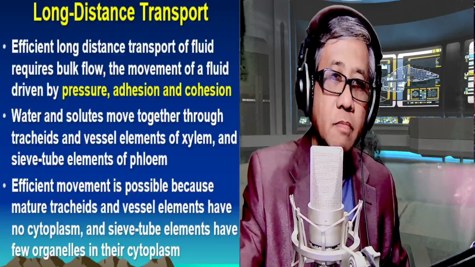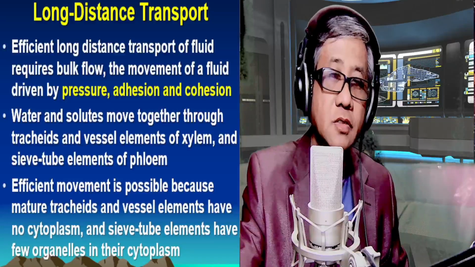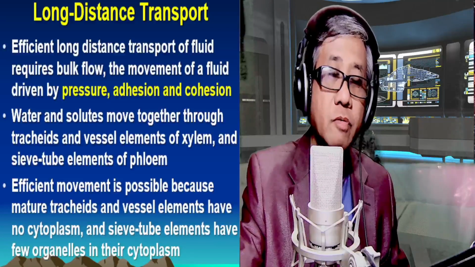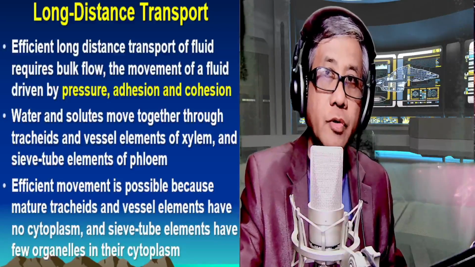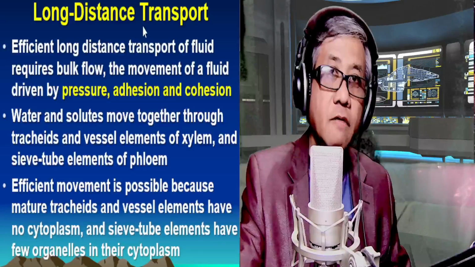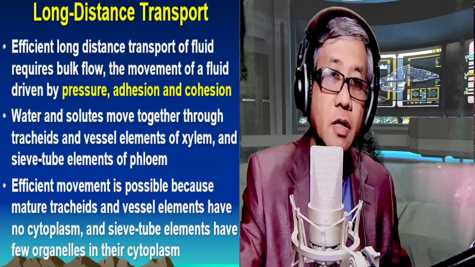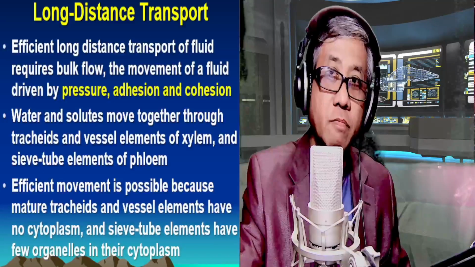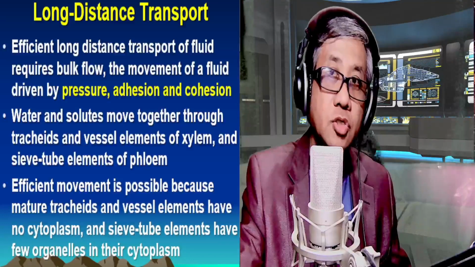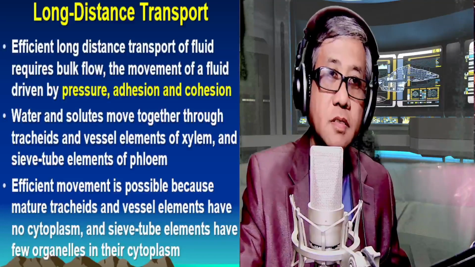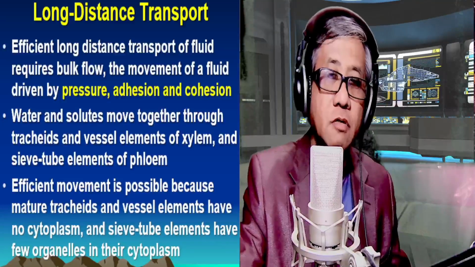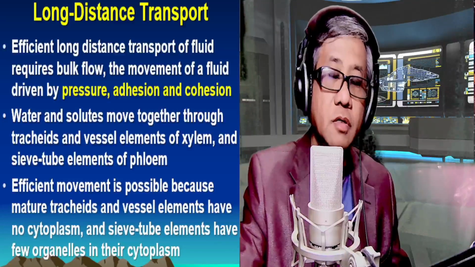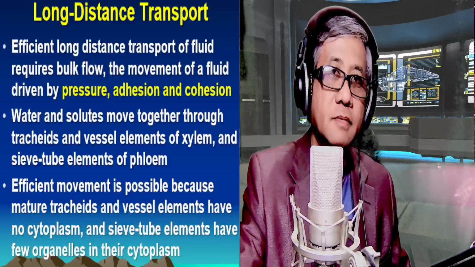And sieve tube elements have few organelles in their cytoplasm that will also contribute to the minimal hindrance of the flow of water and sugar in the phloem vessels. Kaya konti lang yung mga organelles nila in their cytoplasm. Remember, phloem tissue is made up of living cells. Yung mga tracheids naman, they are dead at maturity, so they have no cytoplasm. So there is no hindrance to the flow of water through the xylem vessel.